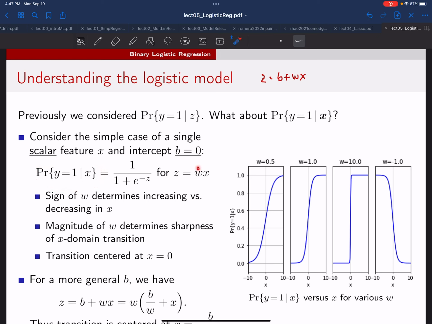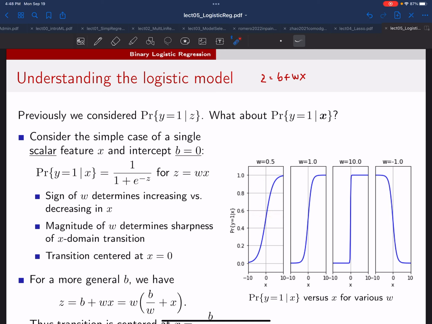When w is 1, we're back to the picture on the previous page. Here's our sigmoid function, plotted as x goes from minus 10 to 10. You can see it transitions from 0 to 1. Now what happens if I make w smaller, like 0.5? To get the same z, I would have to move x twice as far, so everything gets stretched out horizontally.